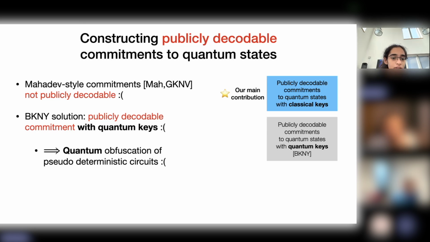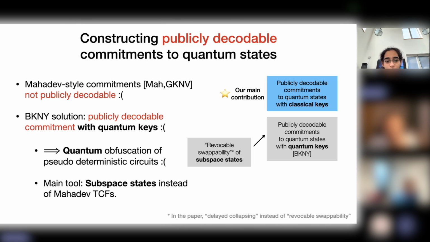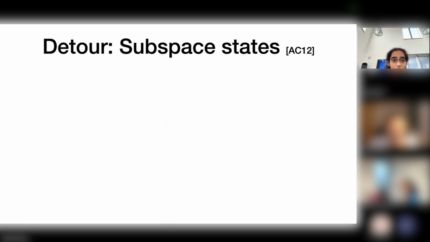This is what gave the quantum part of the obfuscation to pseudo-deterministic circuits. But how do they do it? Their main tool was to use subspace states instead of the Mahadev trapdoor claw-free functions. More concretely, they use this property that I'm going to call revocable swappability of these subspace states. Small note, in the paper we call this property delayed collapsing, but I think both have useful intuition, so in the talk I'll use this term. To proceed, we'll have to take a detour and talk about subspace states and their properties.